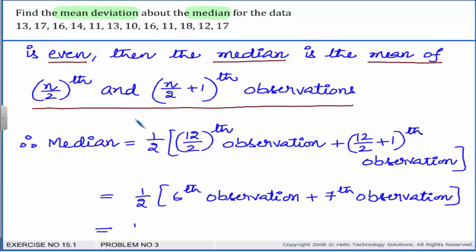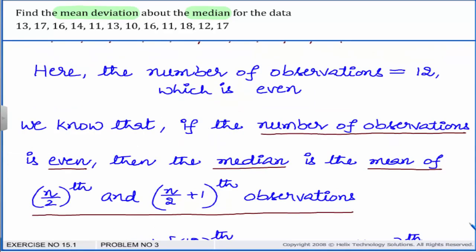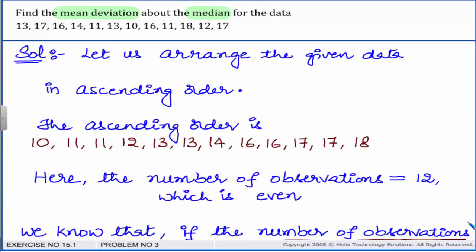So this is equal to half into, let us see what are the 6th and 7th observations here. Here we have, this is the 6th observation and this is the 7th observation. So let us write these numbers there.